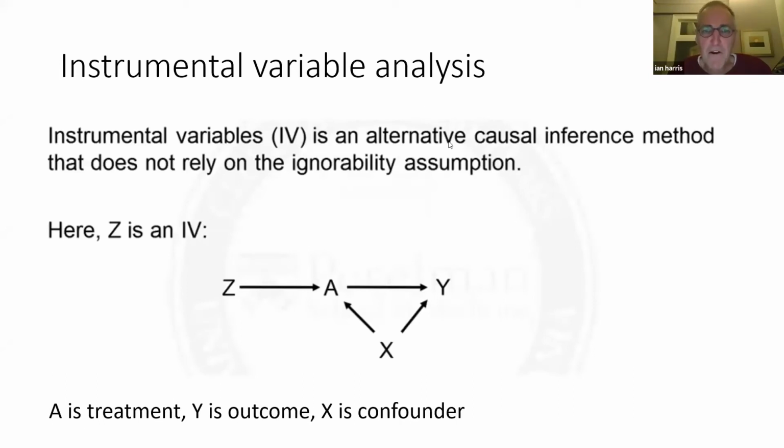Instrumental variable analysis is something that's reasonably well known, certainly in the causal inference field, but not used that much in orthopedics, although it is beginning to be used a lot more in registry science. One of my hats is as one of the deputy directors of the Australian Registry, and we're now refining our methods in this, and John's work has been a big part of this. It's an alternative causal inference method that doesn't rely on having to know all the confounders, the ignorability assumption.